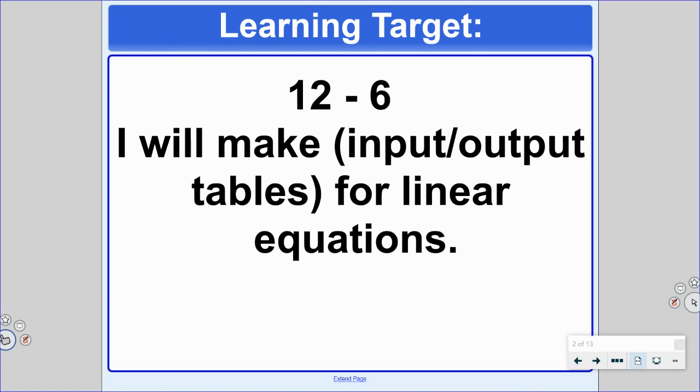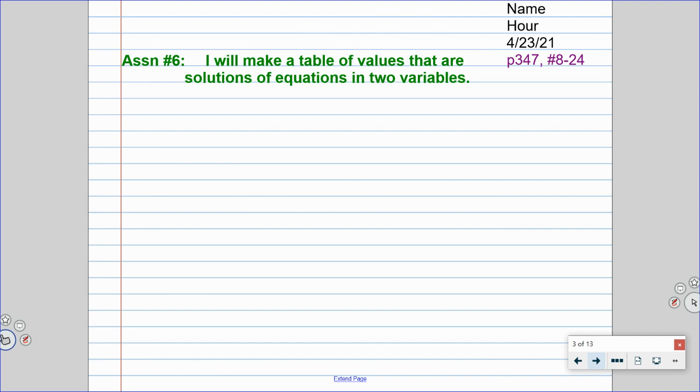Chapter 12, Lesson 6. I will make input-output tables for linear equations. These will be equations with two variables. So that's the big deal for today. Go ahead and pause your video. Come on back when you're ready.